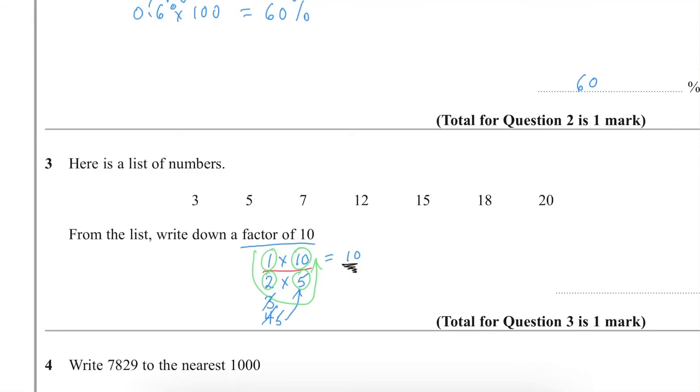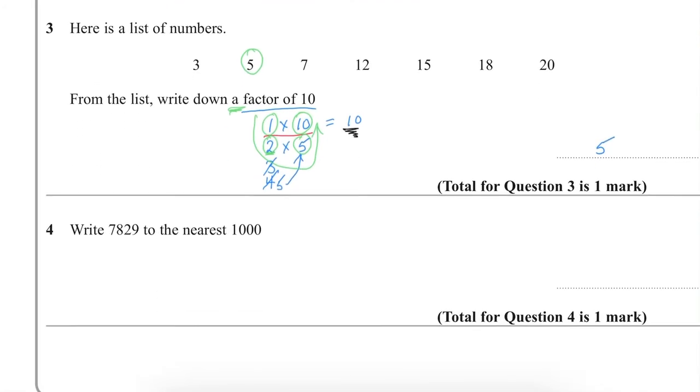So let's see what's in our list. Well, there isn't a 1. Is there a 2? 3, 5, 7, 12, 15, 18, 20? No. Is there a 5? Yes. So we want the 5. And is there a 10 itself? No. So from the list, write down a factor of 10. So we're okay with just one factor. Read the question carefully. It's only 1 mark, so one answer basically.